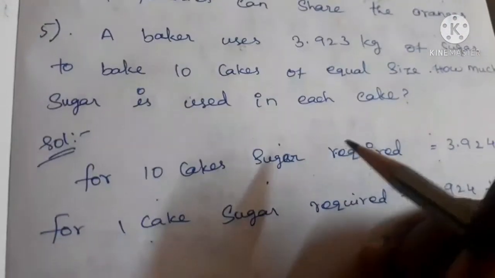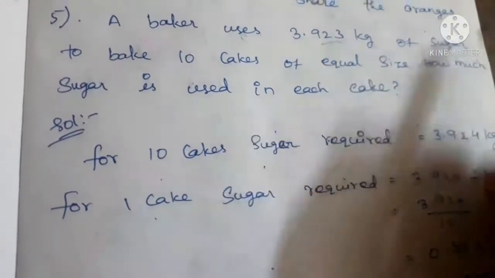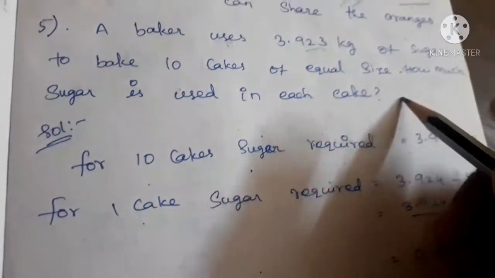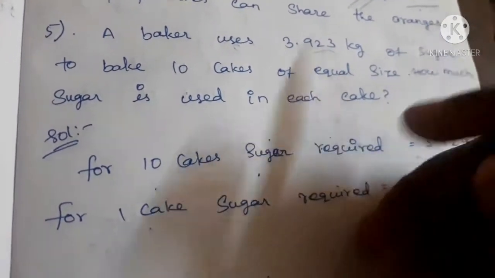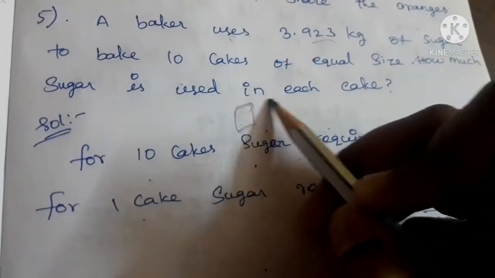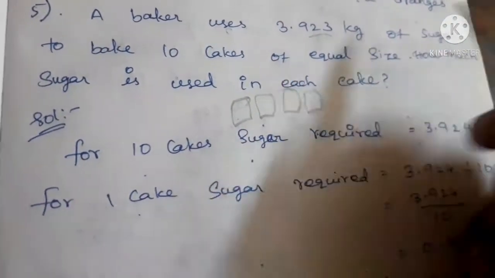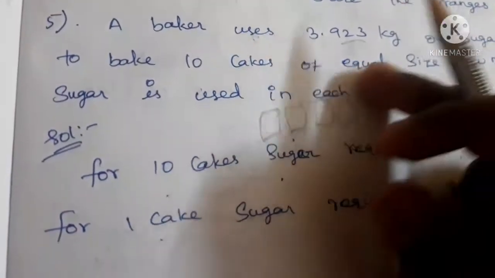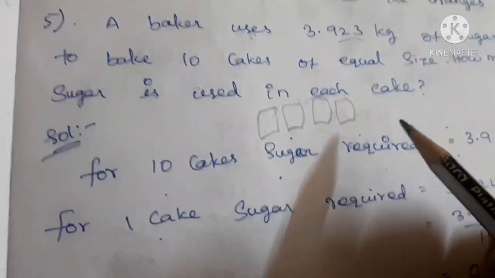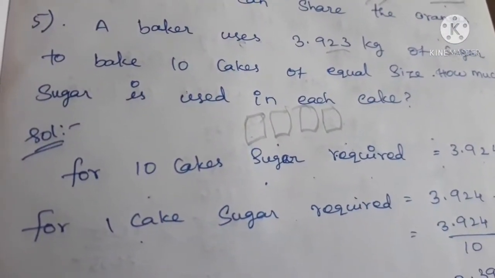Fifth question. A baker used 3.923 kg of sugar to bake 10 cakes of equal size. How much sugar is used in each cake? The 10 cakes are the same size. Okay, 10 cakes require a sugar amount of 3.923 kg. Then what is the sugar needed for one cake, they're asking?